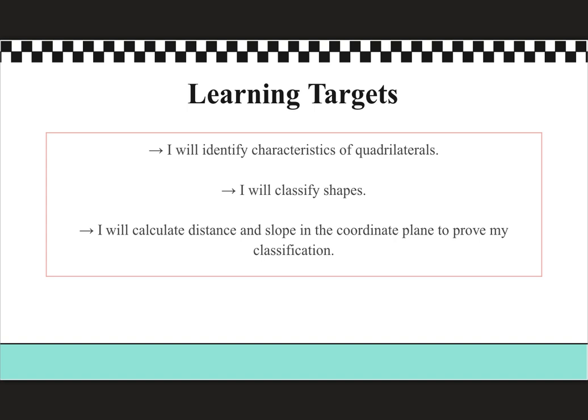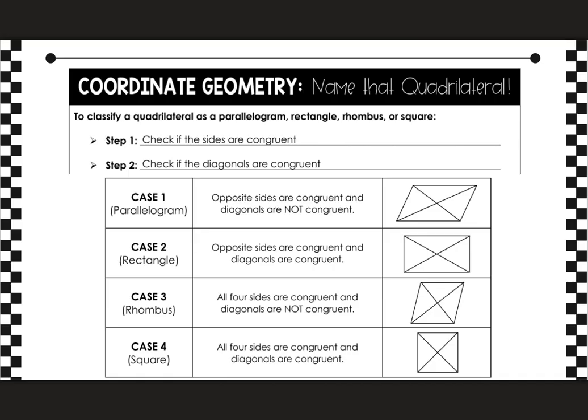Hey guys, today we are going to talk about classifying quadrilaterals. So our learning targets are: I can identify characteristics of quadrilaterals, I can classify shapes, and I can calculate the distance and slope in the coordinate plane to prove my classification. So we're not going to do a ton with classification right now.